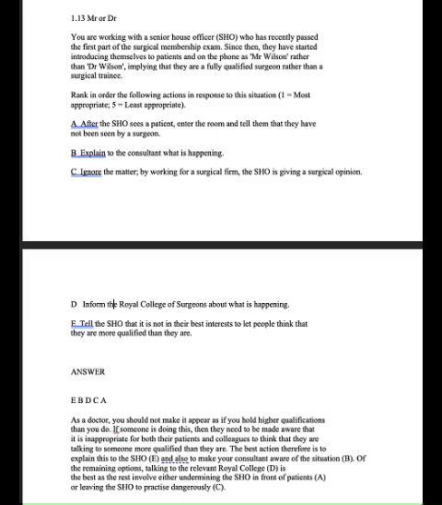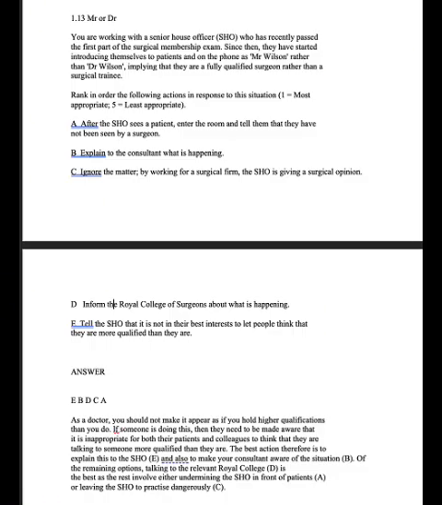C. Ignore the matter. By working for a surgical firm, the SHO is giving a surgical opinion. D. Inform the Royal College of Surgeons about what is happening. E. You tell the SHO that it is not in their best interests to let people think that they're more qualified than they are. Answer: E, B, D, C, A.